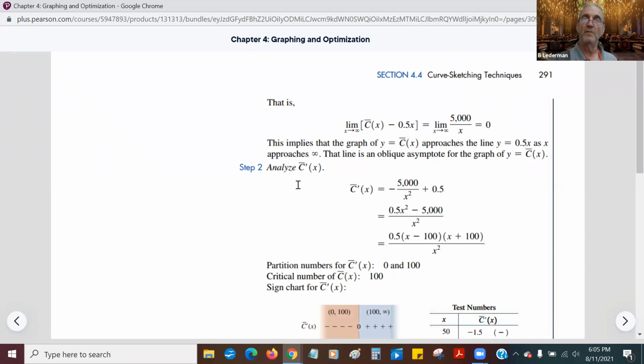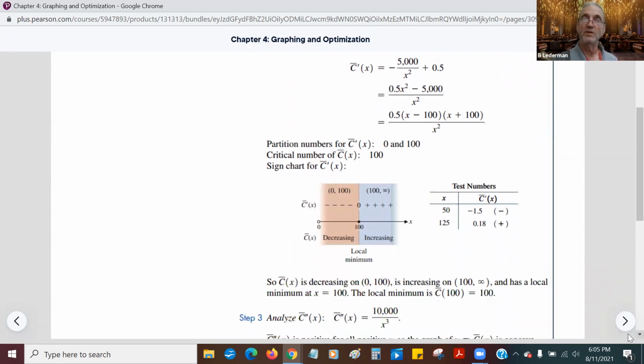Now let's look at C bar prime. C bar prime is equal to negative 5,000 over x squared plus 0.5. That's by just taking a straight derivative. Now put this back into one fraction. I get 0.5 x squared minus 5,000 over x squared. I factor the top. I get 0.5 times x minus 100 times x plus 100. So I see that this is going to equal 0. The partition numbers are going to be 0 and 100. Negative 100 doesn't count because I can't have negative numbers in this.